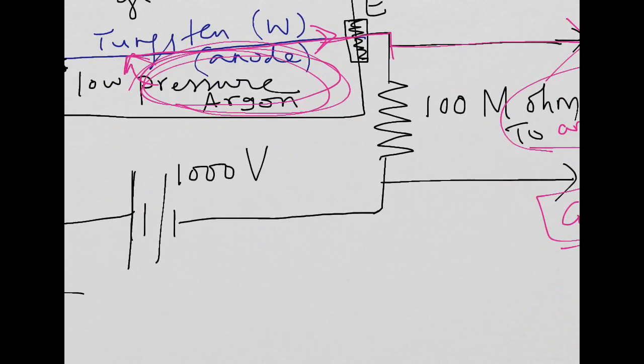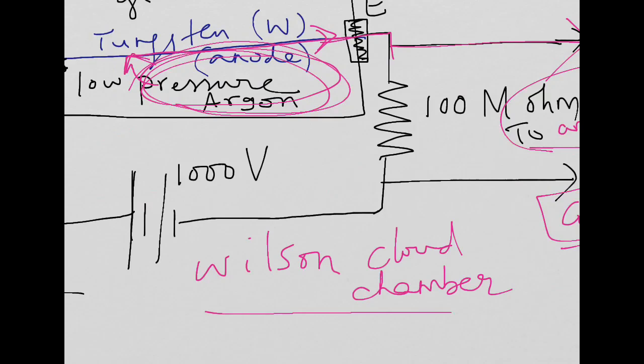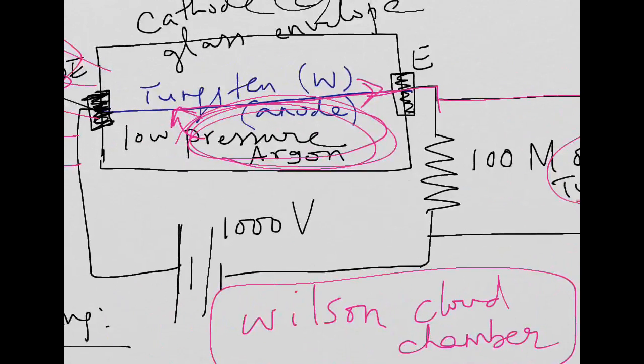And there was this person called Wilson. He created a cloud chamber, which was the first visual tracking device where you can track the flow of the charges inside the envelope.